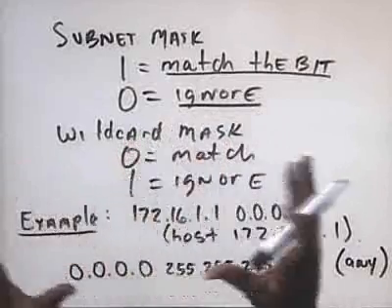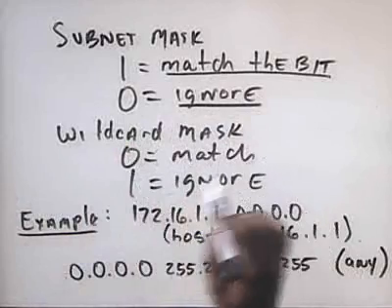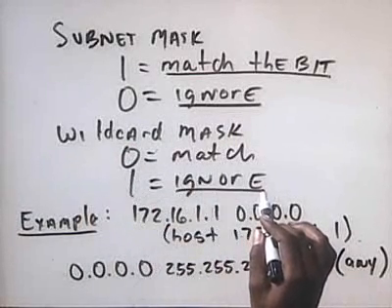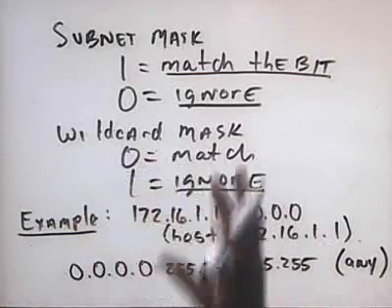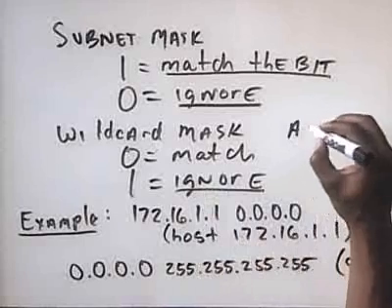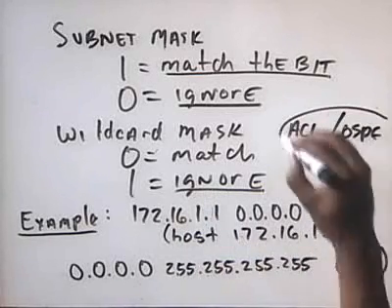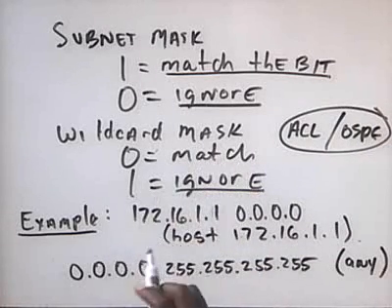However, with the wildcard masks, we use zeros to match the bits, and ones indicate to ignore the corresponding bits. Wildcard masks are used for two primary purposes in this course. One, we use them with access lists, and the other, we use them in OSPF configuration. So let's take a look at a couple of examples real quickly.